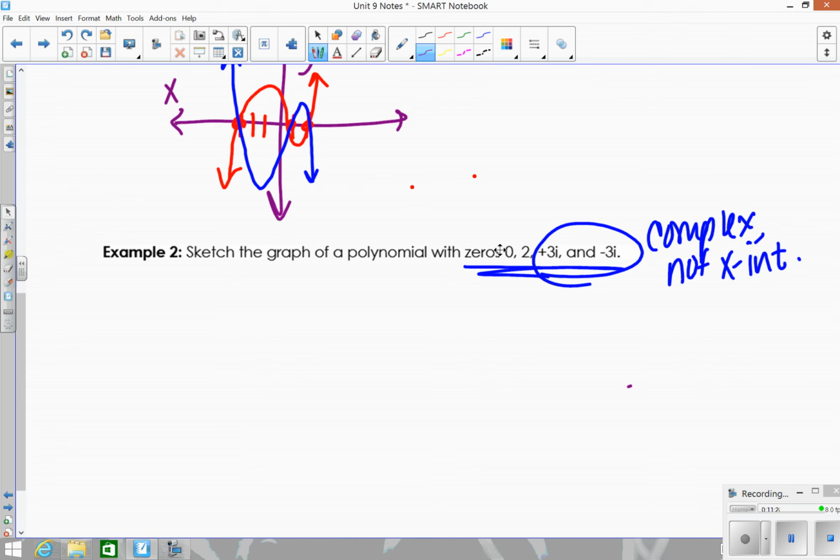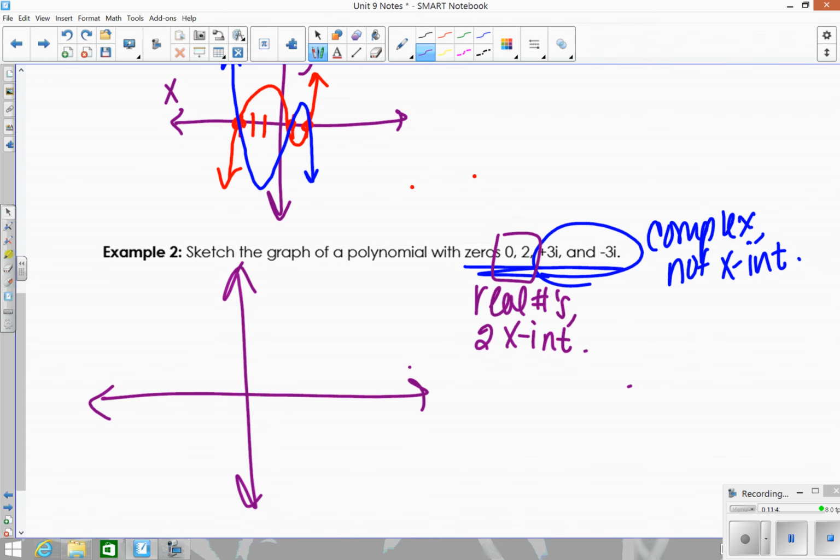Where these ones, the 0 and the 2, these are real numbers, so this means we would have 2 x-intercepts, one at 0, one at 2. So that means my graph, I would have something at 0, and then I would have another x-intercept at 2. And my graph is going to start either down below or above, and then it's going to do something like that example I showed you up top where it kind of does another little loop, because if it just keeps going down, we really have 4 zeros, so that means there should be 2 little bumps here.